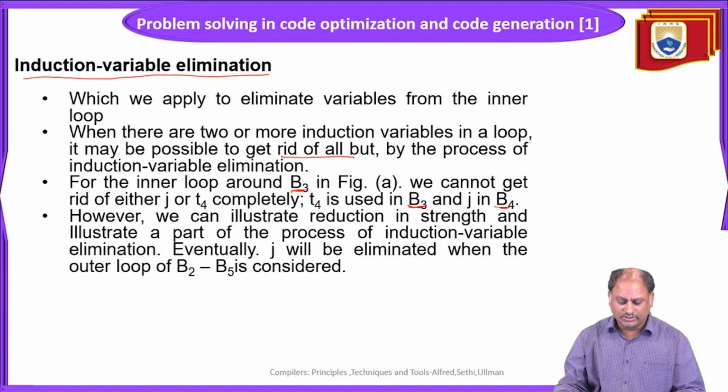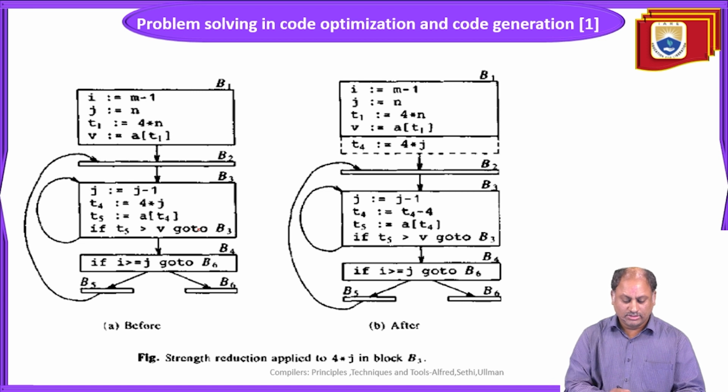For the inner loop around B3, what is there in block B3? J equal to J minus 1, T4 equal to 4 star J. In this inner block B3 some lines of code exist. One is J equal to J minus 1, the other is T4 equal to 4 star J, then T5 equal to A of T4. If T5 greater than V, go to B3.